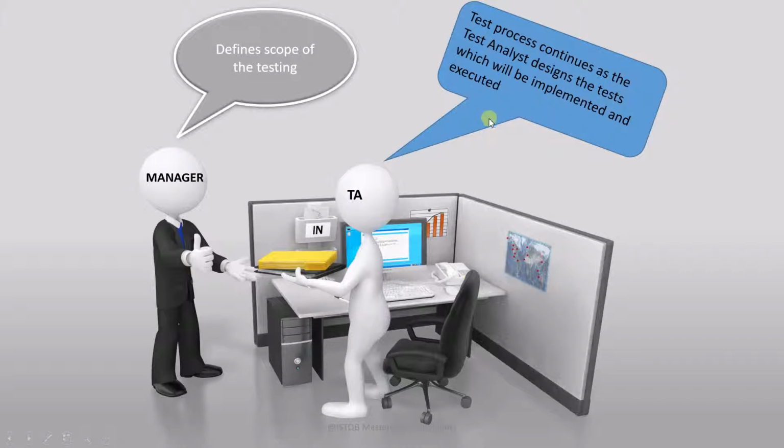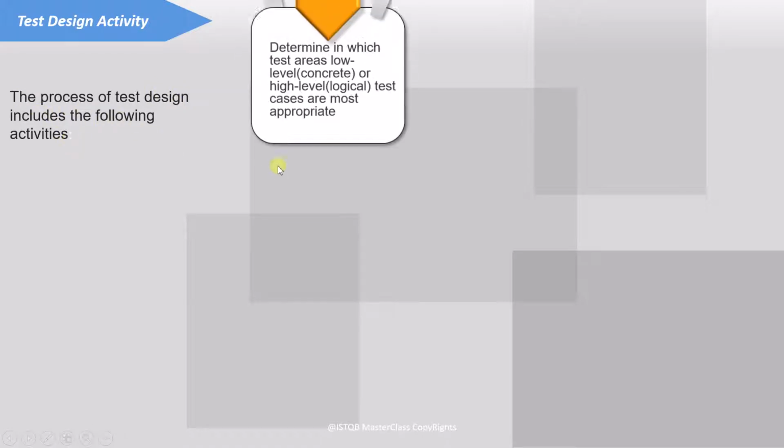and executed. So the test analyst will write the test cases here, and these test cases will be implemented and executed in the future process. So this is the main task of the test analyst, to write the test case. Okay, so now let's move further and see what the different activities done during the test design phase are. So the process of test design includes the following activities. Let's see the first activity.